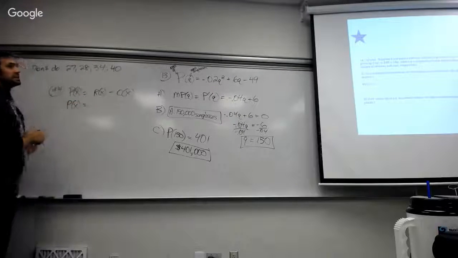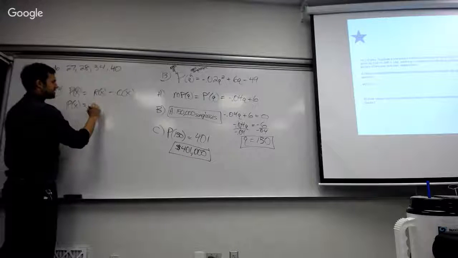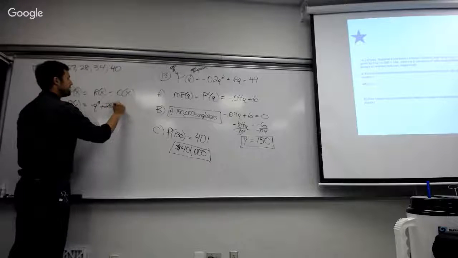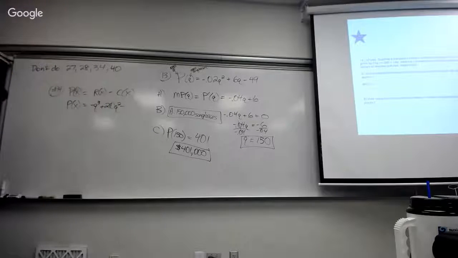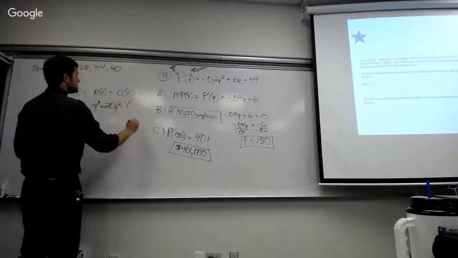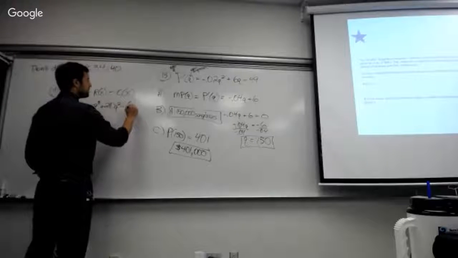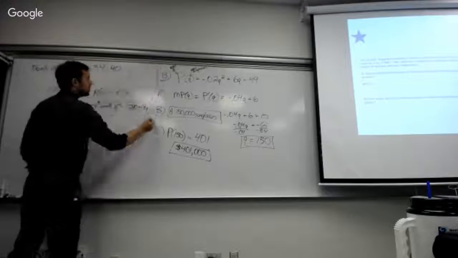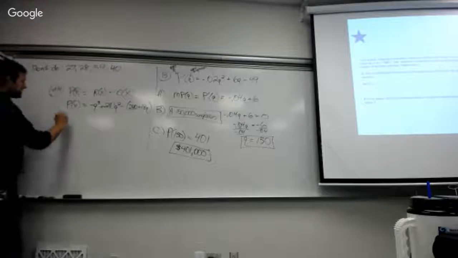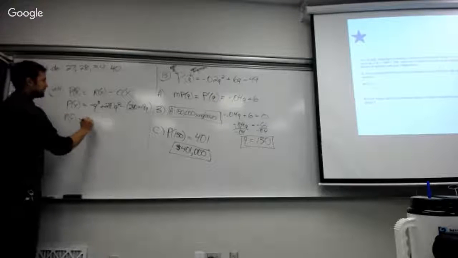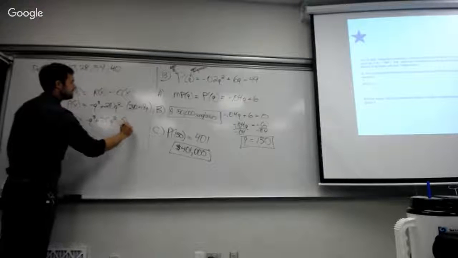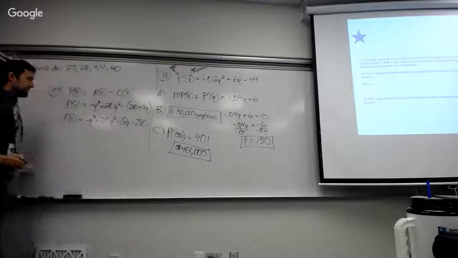Profit is the revenue, which was negative q cubed plus 210 q squared, minus, and anytime you subtract cost, what are you going to do? Put parentheses around it. My cost, which is 280 plus 18q. Great. So now we clean that up, put all of our terms in order. Negative q cubed plus 210q squared minus 18q minus 280. There's our profit.